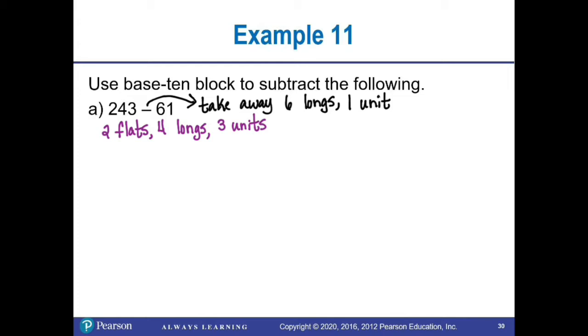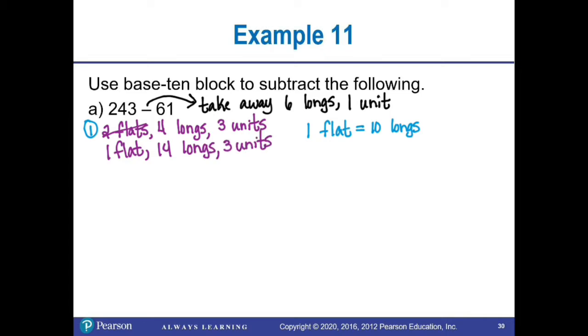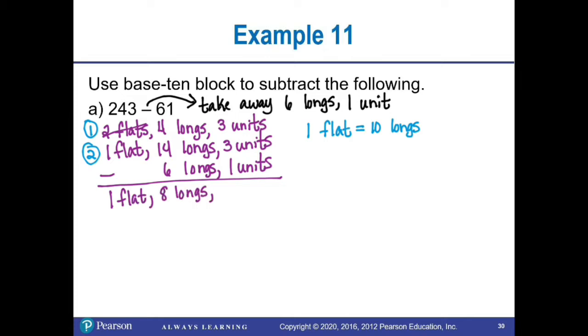We talked earlier that 1 flat is equal to 10 longs. My first step is I'm going to trade 1 flat, so that gives me 1 flat left, for 10 longs. 10 plus 4 gives me 14 longs, and don't forget to bring down your 3 units. I can now take away 6 longs. I have 3 units. I want to take away 1, so I have enough units to take away. So my second step is to take away or subtract 6 longs and 1 unit. I have 1 flat, 14 minus 6 is 8 longs, and 3 minus 1 is 2 units.